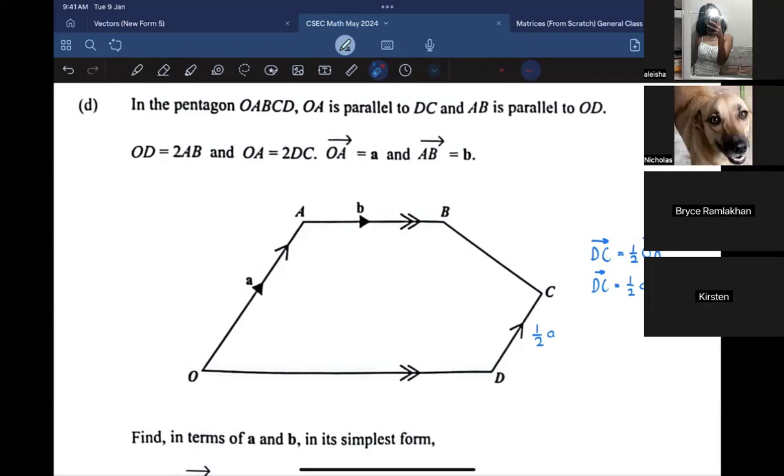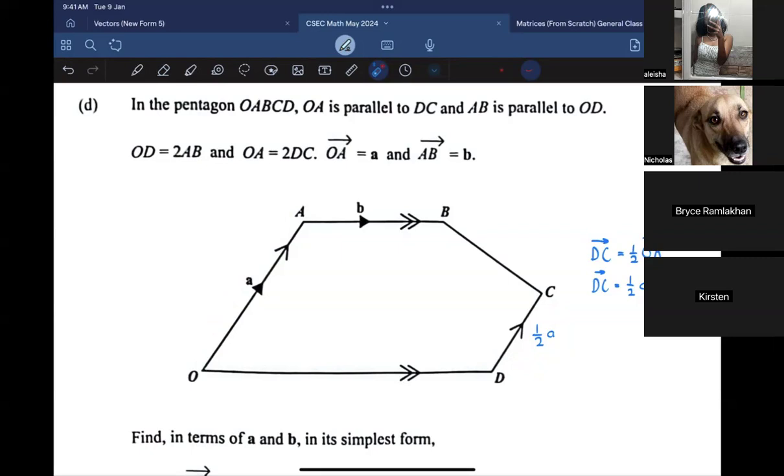Let me know if you all understand that. O to A is the full distance, but D to C is half the distance. They told me in the question that O to A is two times D to C. Both of them are parallel, so they're pointing in the same direction. It's just that this one is half of this vector, vector a. So D to C is half a. Cool.